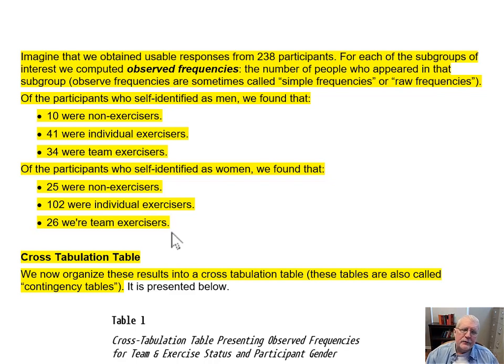Now pause before we go any further. If I were to ask you, is there a relationship between participant gender and team and exercise status based on the numbers you see here? Most of us would be hard-pressed to answer that question. It's kind of hard to say because there were more women than there were men, and that makes it difficult to compare the frequencies in this group to the frequencies in that group. That's one of the reasons that we're going to compute percentages and plot our percentages in a bar graph. First, we're going to plot them in a cross-tabulation table.